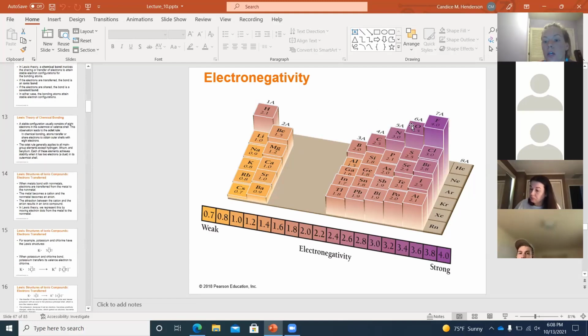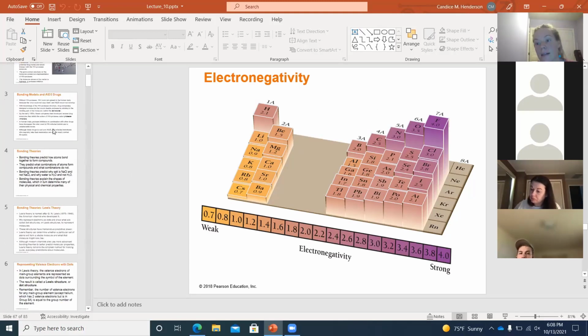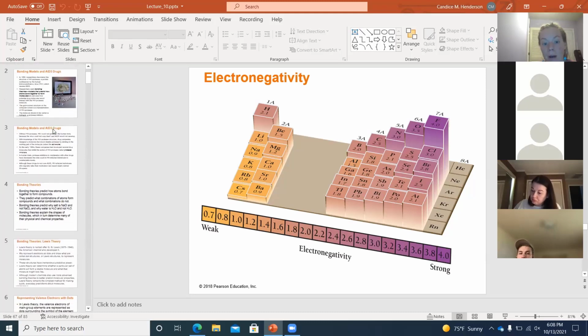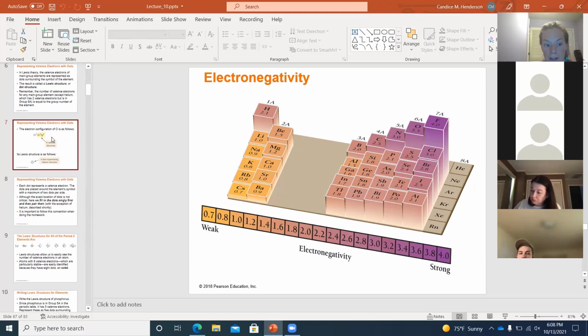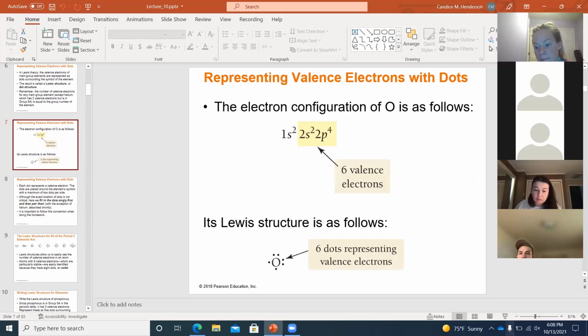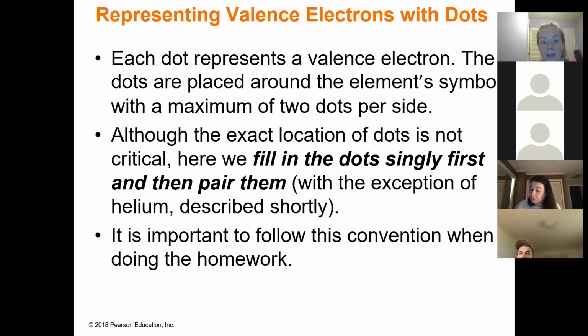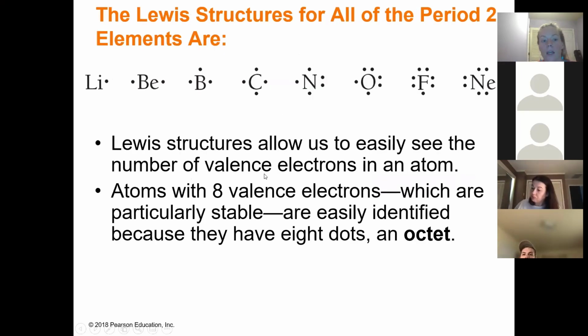So oxygen being in column 6, you can just jump to the conclusion that it has 6 valence electrons. That's what I would do. I would not write the electron configuration out. I would just go with whatever column you're in. So let's look at some of the other ones we have here. This is just talking about what I had already said about filling the dots in singularly first. So fill 1 electron in each of those 4 quadrants and then go back and double up. It's important to do that in the homework too, or mastering chemistry will get mad.